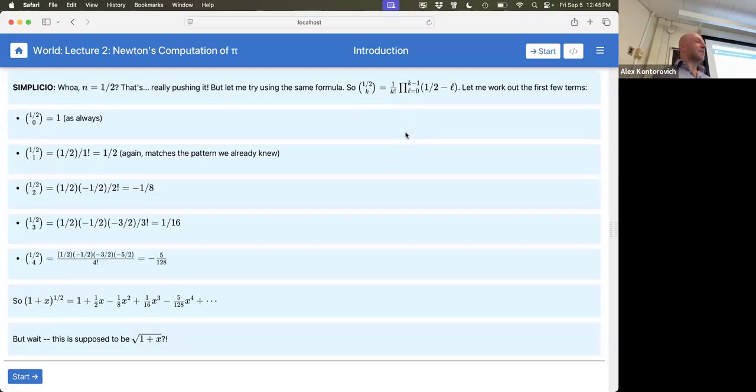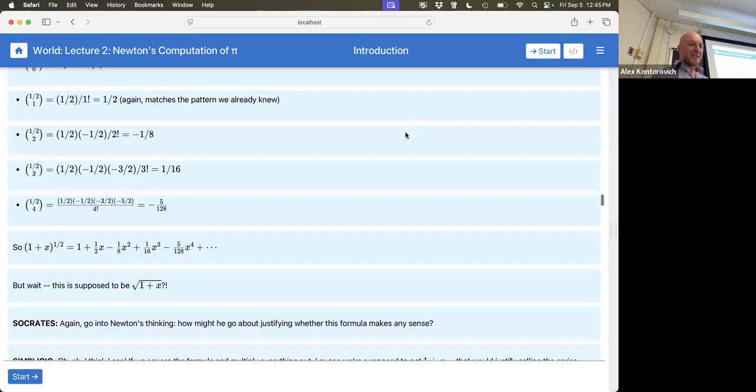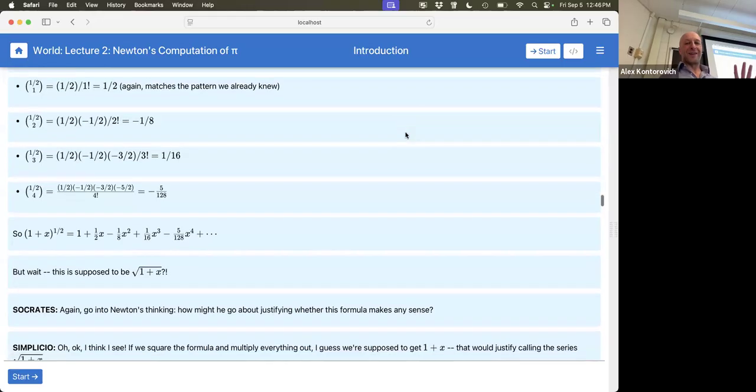Okay. But wait, this is supposed to be root x. And Socrates says, again, go into Newton's thinking. How would you go about justifying whether this right-hand side has any reason to be equated to the left-hand side? Ayman. Let's square the whole thing and see if what we get is 1 plus x. Exactly right. You guys want to take a minute and do it on your page? Well, let's start it together and then you'll see.